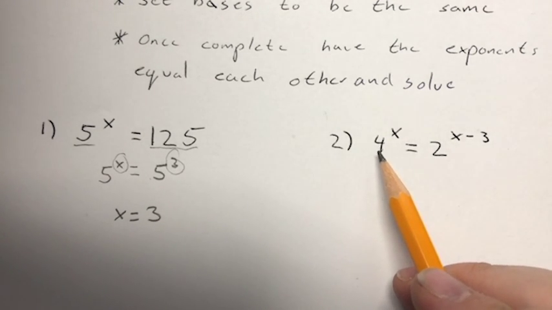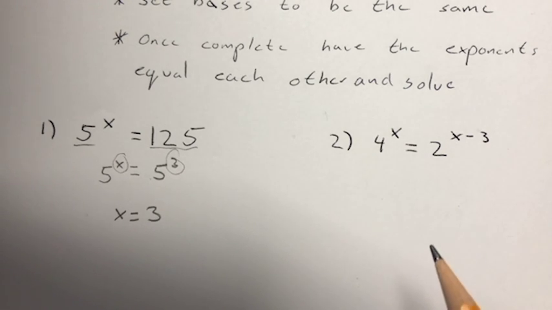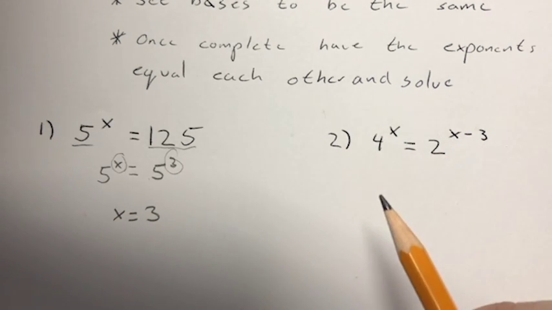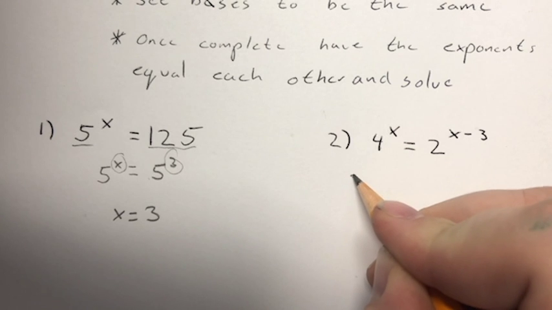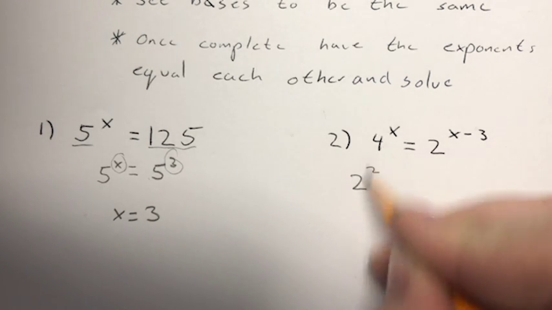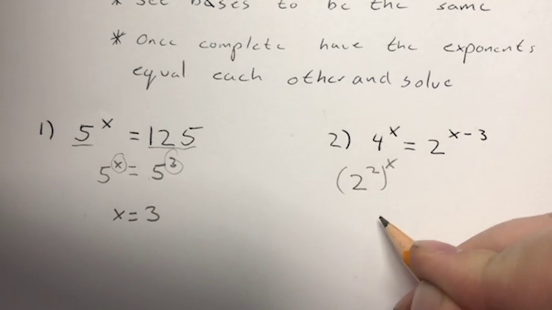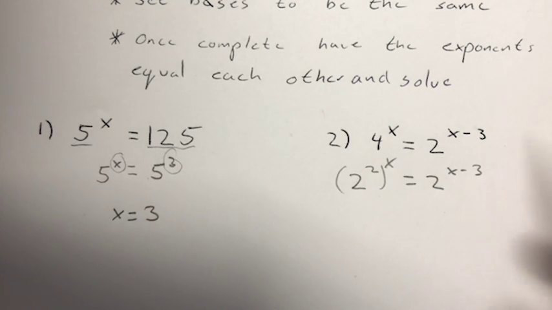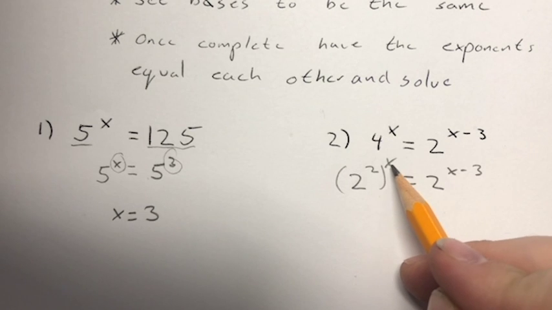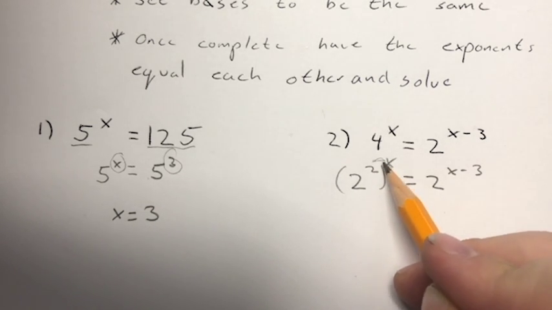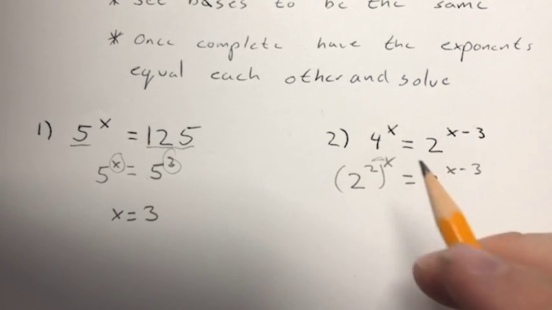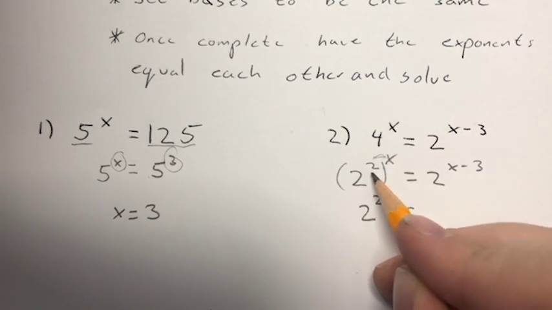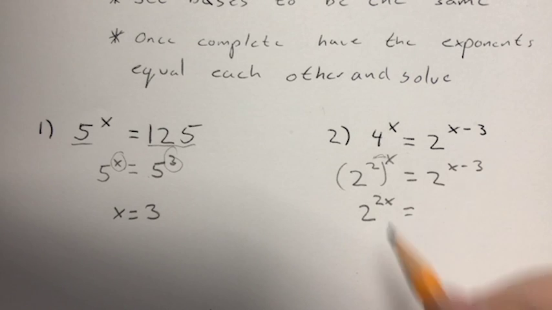Let's do this next one. Notice that this has a base of 4 and this has a base of 2. So the best thing for me to do is to change this base to have a base of 2. How can I do that? Well, I know that 2 squared is 4, and all that's being raised to the x power. Now, recall your rules with exponents. When I'm taking a power and raising it to a power, I multiply these two things. So I can rewrite this one more time as 2 to the 2x power, because a power being raised to a power, we multiply. 2 times x is 2x.